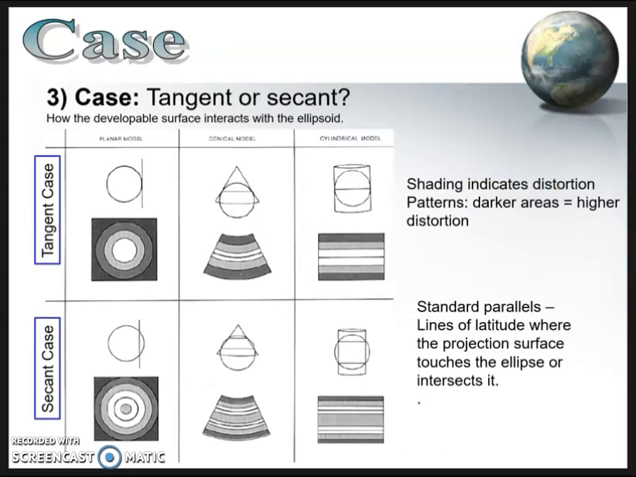Okay, so the map projection case refers to how the developable surface intersects or touches the generating globe. Each developable surface has two possible cases, tangent and secant. The place where the developable surface touches or intersects the generating globe is called a line of tangency. If the surface touches a generating globe along a single line of tangency, it is considered to have a tangent case. A secant case occurs when a developable surface that cuts through the generating globe creates two lines of tangency.